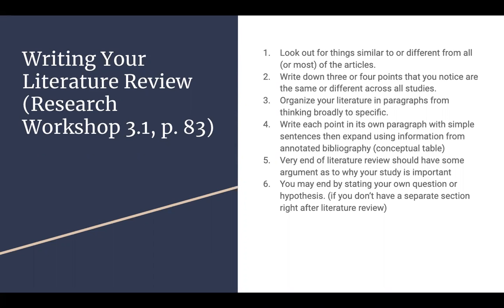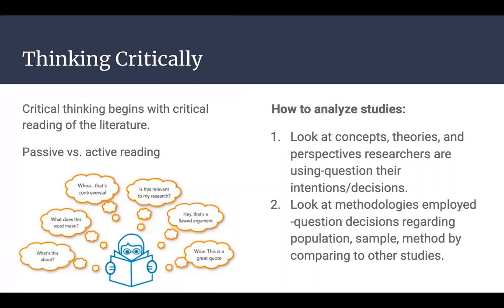Organize it in paragraphs from thinking broadly to specific. Write each point in its own paragraph with simple sentences, then expand using information from the annotated bibliography. So this is a way that you can make sure that you aren't just talking about one source per paragraph. The very end of the literature review should have some argument as to why your study is important. And as I just discussed, end by either stating your own question or your own hypothesis.